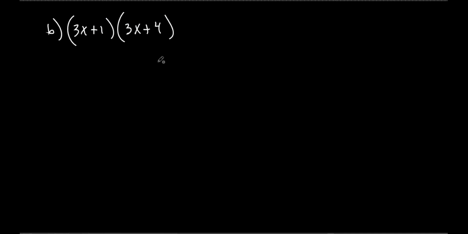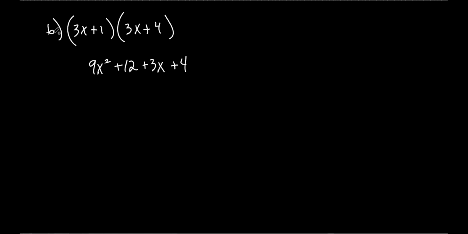All right, just for the sake of time, let's just do this together. So here we go. 3x times 3x is 9x squared. 3x times 4 is 12x. That was the outside. The inside is plus 3x, and then the last is plus 4. We're not done. Don't leave it like this.